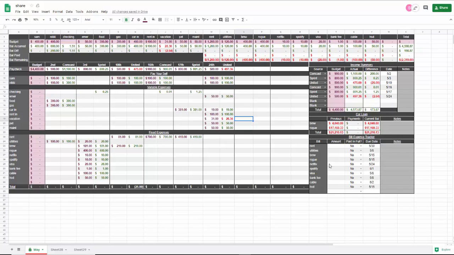So now we're here paying our bills. Let's say rent, you paid the exact amount. And so you see that went away, and that's the balance paid. Now, if it's the full amount and you paid in full, then you hit yes, and that'll turn green.